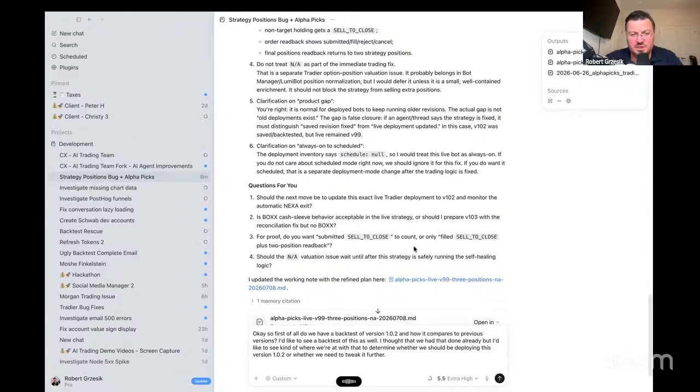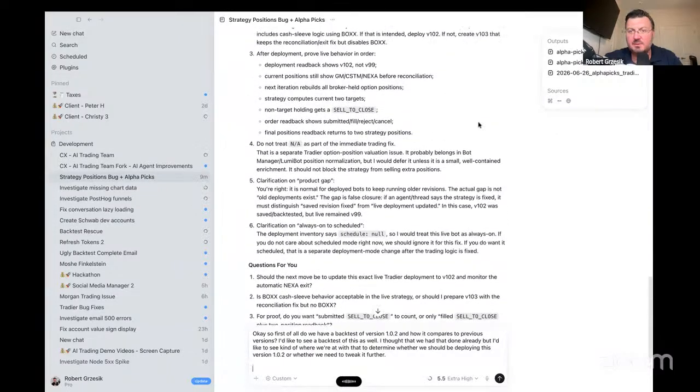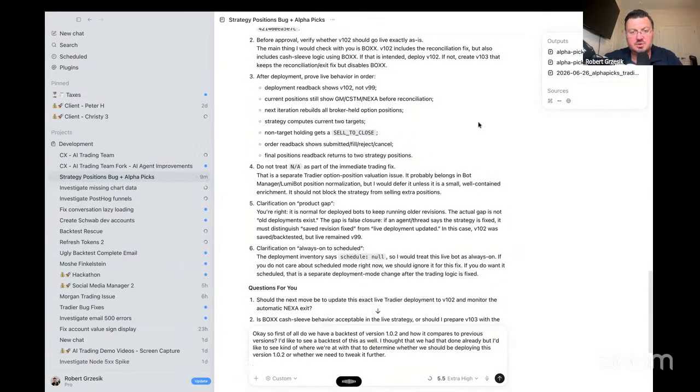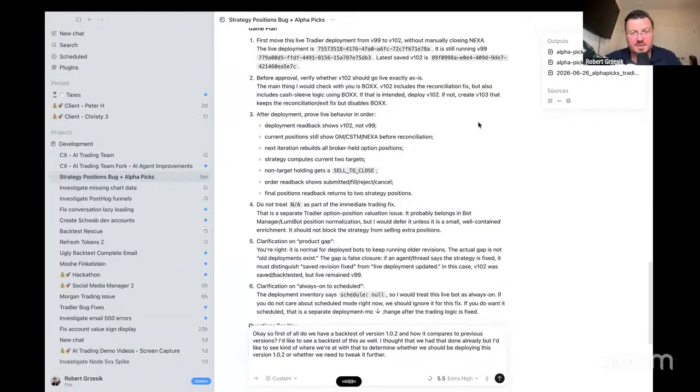And then for your fourth question, you're saying, should the NA valuation issue, the self-healing logic, wait until the strategy is safely running? Yeah, I definitely want to get the strategies working first. The NA stuff seems like a fix that we need to make in LumiBot that's quite a bit more complicated, so I'd want to do that later. I want to get alpha picks working first, and then we can figure out this position stuff afterwards.